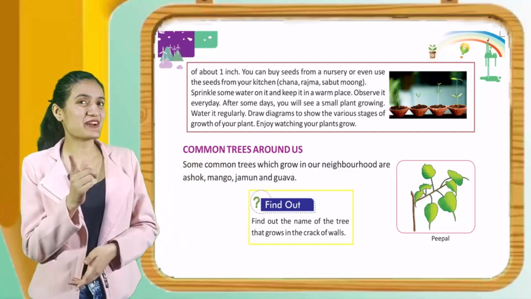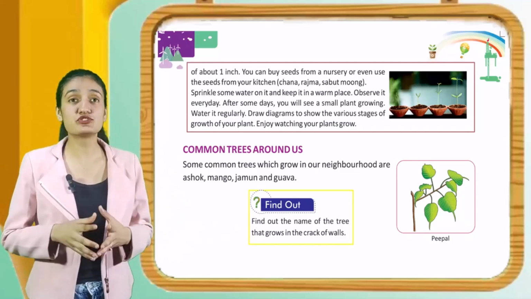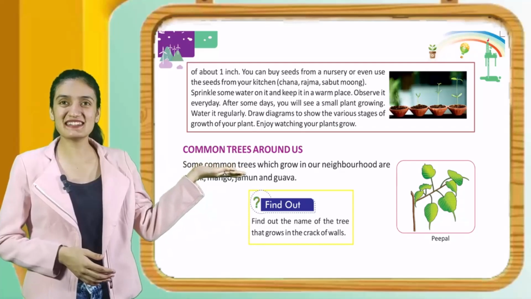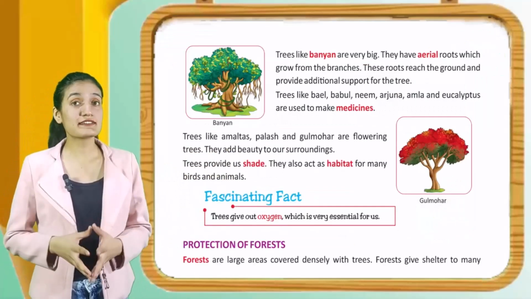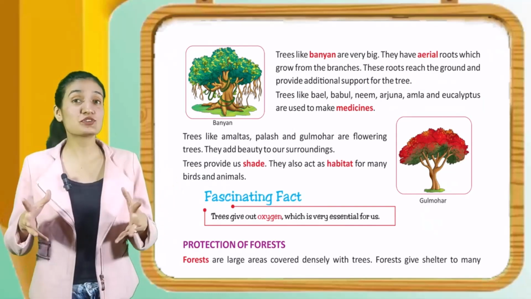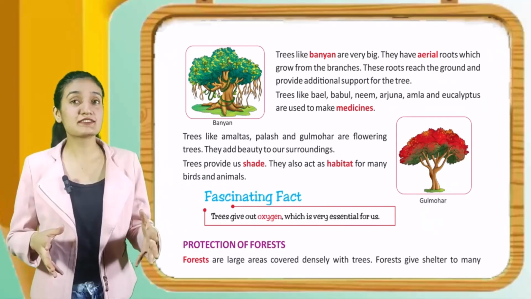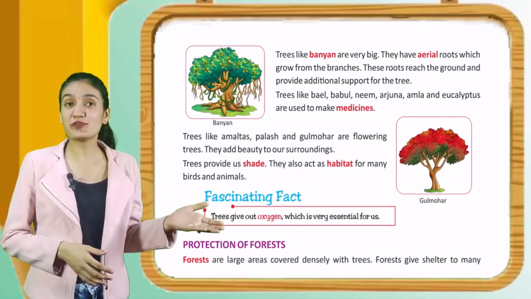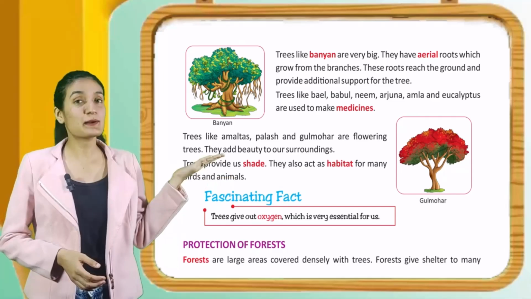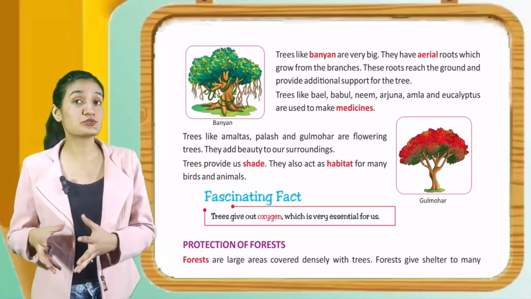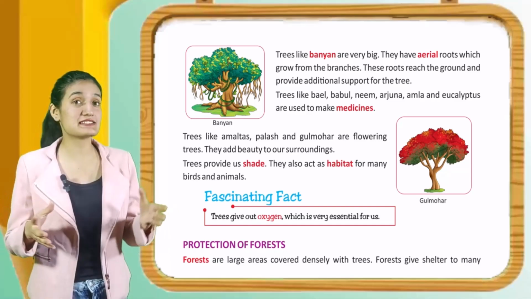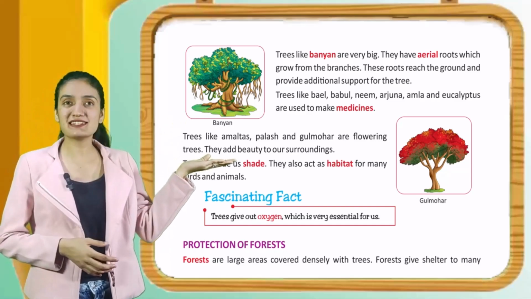Now kids, let's find out the name of the tree that grows in the cracks of walls. Here you can see peepal. Trees like banyan are very big. They have aerial roots which grow from the branches. These roots reach the ground and provide additional support for the tree. Trees like bael, babool, neem, arjuna, amla and eucalyptus are used to make medicine. Here you can see banyan tree.